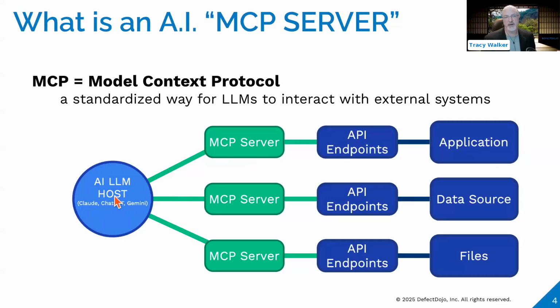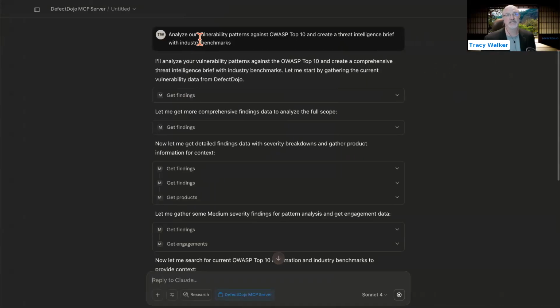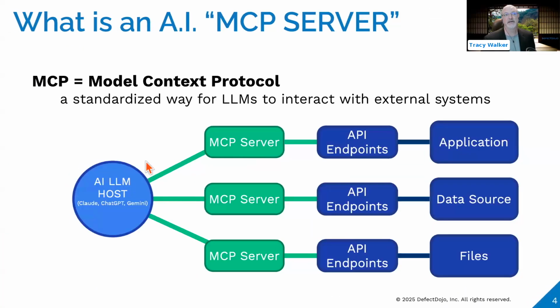So when you make a prompt like we just did, we just ran that prompt here in Claude. And as you can see, it was getting some findings. It's still working there. It is talking to the DefectDojo MCP server, which is then getting information and findings, etc., from DefectDojo. Now, as I've practiced this, I've had a lot of people going, I don't understand what all of these things are.